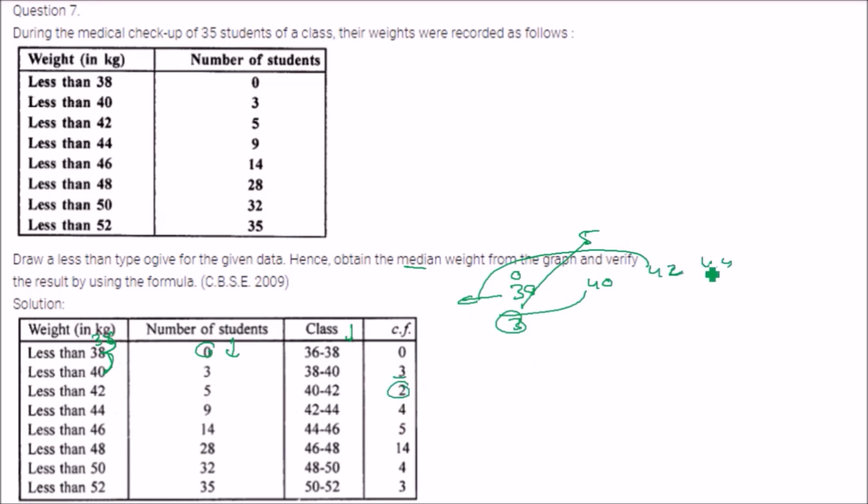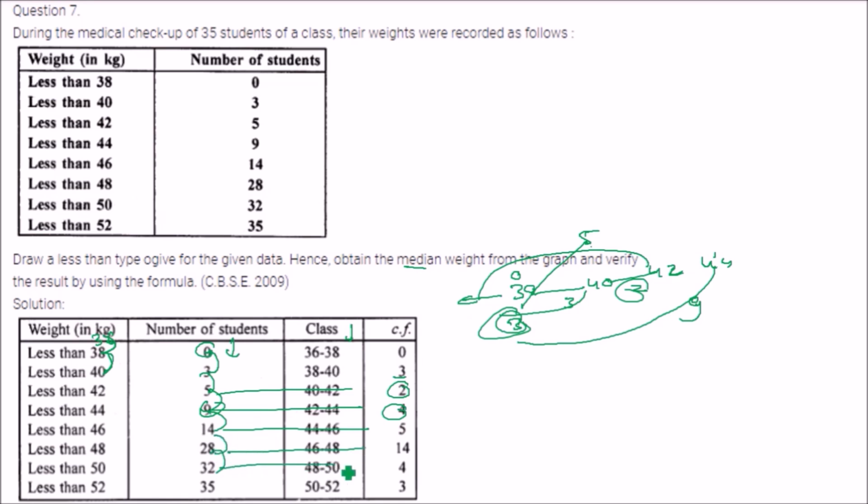Again, let me tell you about 44. Now, 44 and less is 9, but it includes the 3 and the 2, that is 5, so you subtract 5 from 9. So you get 4. This is how we do it. The best way is to subtract these two: 3 minus 0 is 3, 5 minus 3 is 2, 9 minus 5 is 4, 14 minus 9 is 5, 28 minus 14 is 14, 32 minus 28 is 4, and 35 minus 32 is 3. So this is the cumulative frequency.